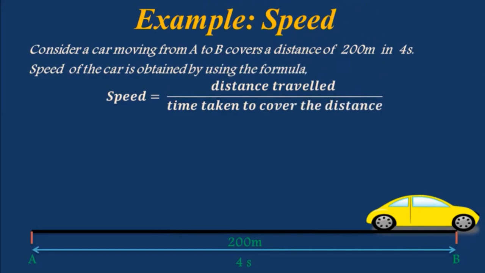What is the distance travelled here? 200 meters. So time taken is 4. So it is equal to 200 by 4. Then that is the speed, 50 meters per second. Now let us see the types of speed.